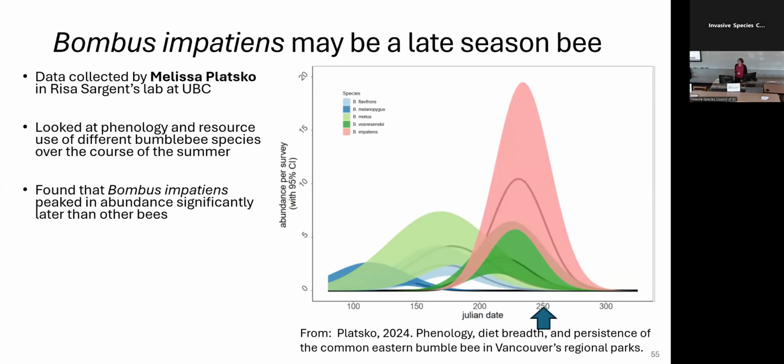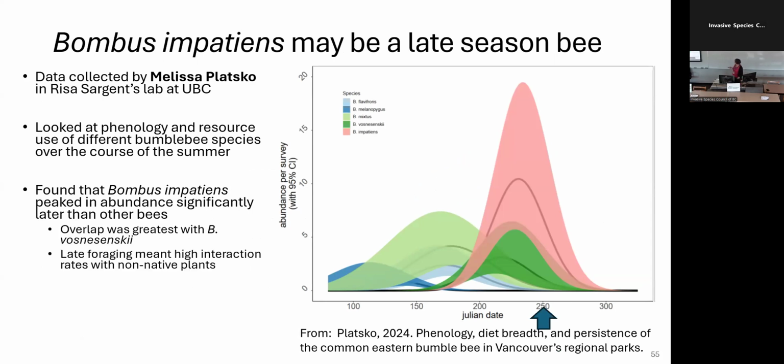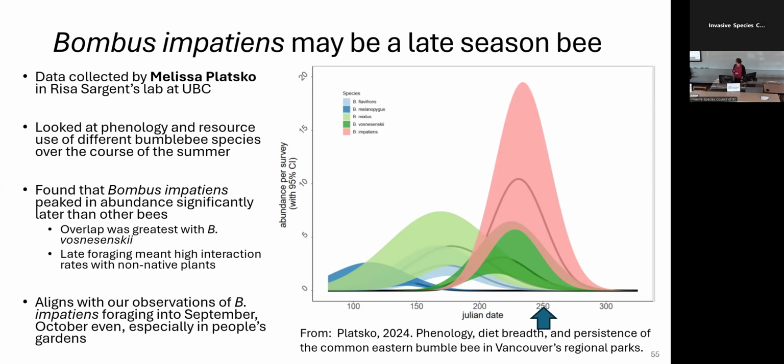So just for context, that is September 7th, Julian date 250. So it's overlapping mostly with native species such as Bombus vosnesenskii, and many of these other native species are kind of done with their life cycle before Bombus impatiens becomes really common. So that's interesting. And this aligns with other observations of Bombus impatiens foraging into September or even October. In my parents' garden on the raspberry plants that are blooming in October, you've got male Bombus impatiens just hanging out. There may be some phenological differences between the invasive and some of our native species that might mitigate competition.